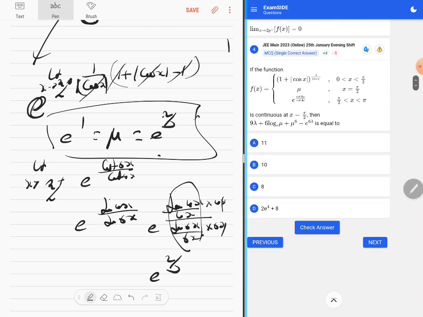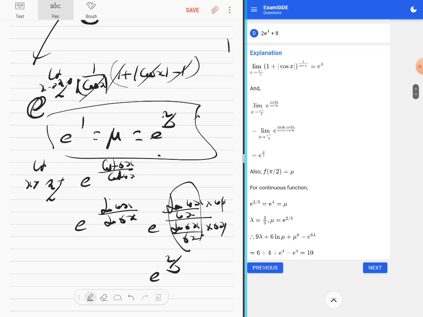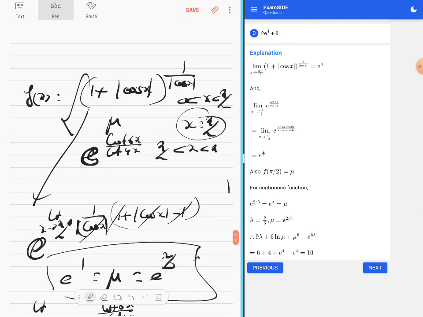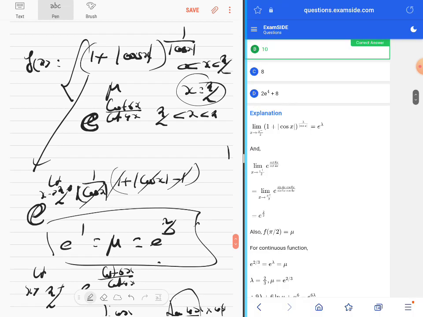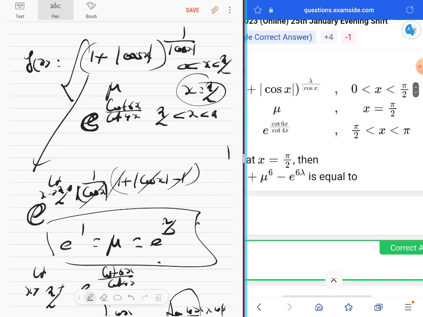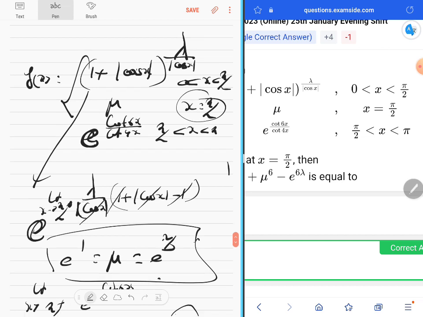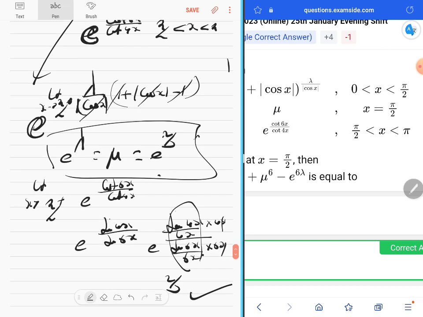Let me check my answer. e to the power 2 by 3 is perfect. Okay, I think I've made a mistake only in e to the power lambda. There is something called a lambda in the question, I'm not able to see. Oh, there is a lambda there. It's not 1 by. So there is a lambda here. Okay, so that lambda comes in here. So e to the power lambda. Therefore you understand lambda itself is straightforward, 2 by 3.